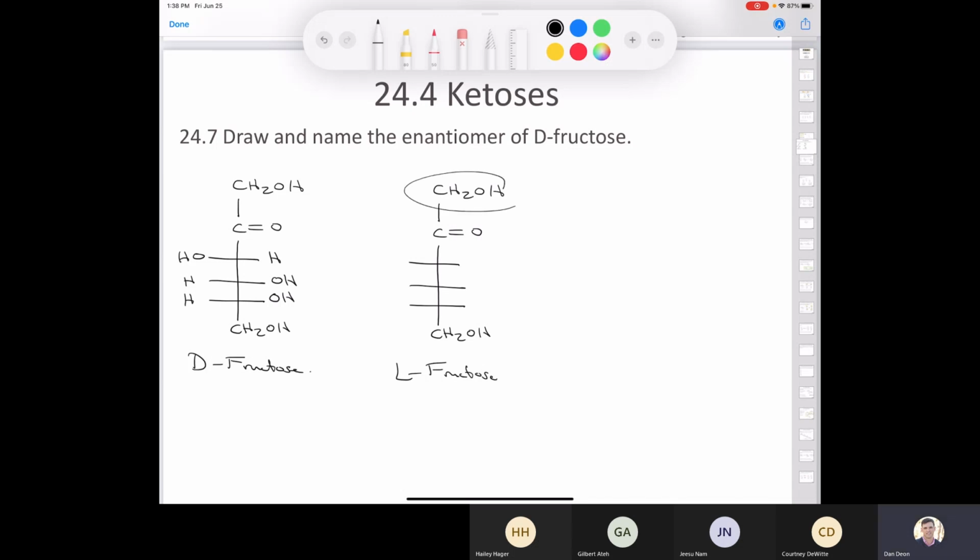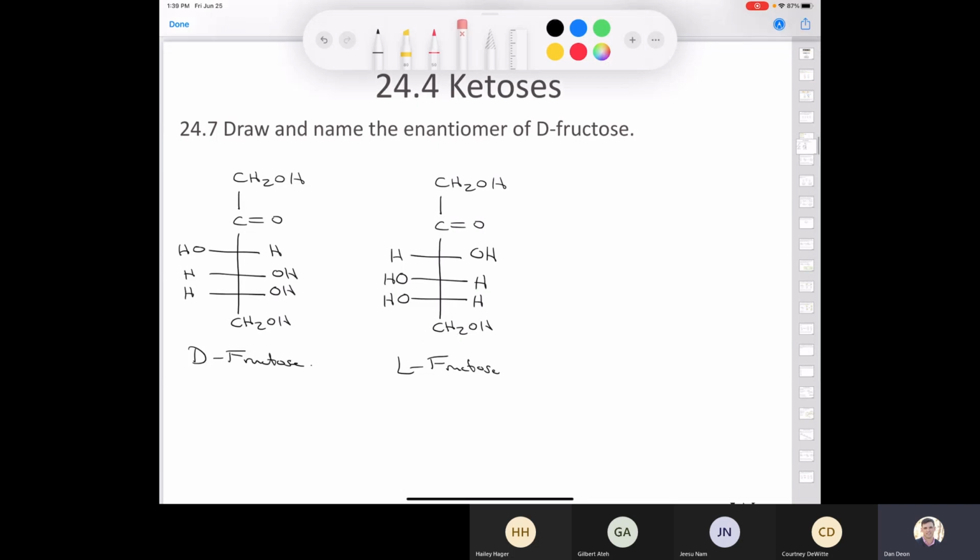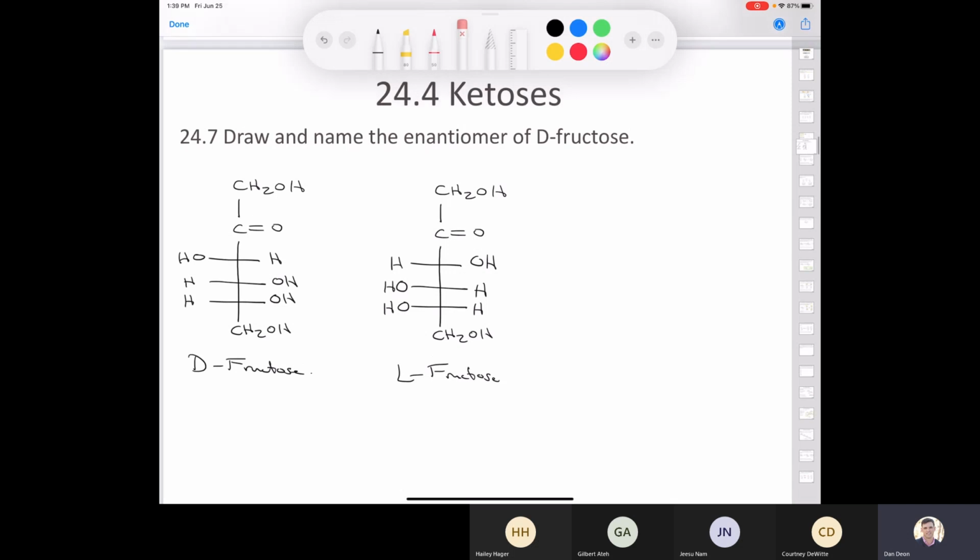L-fructose. And if you're wondering, why aren't you inverting that? Well, this isn't a stereocenter, is it? Right? This isn't a stereocenter. This isn't a stereocenter, so I'll leave it the way it is. So put the hydrogen here, hydroxyl here, hydroxyl here. And there you go, my friend. That's all there is to drawing the enantiomer of D-fructose. Give me a thumbs up if you think you could draw the enantiomer of a sugar like fructose.